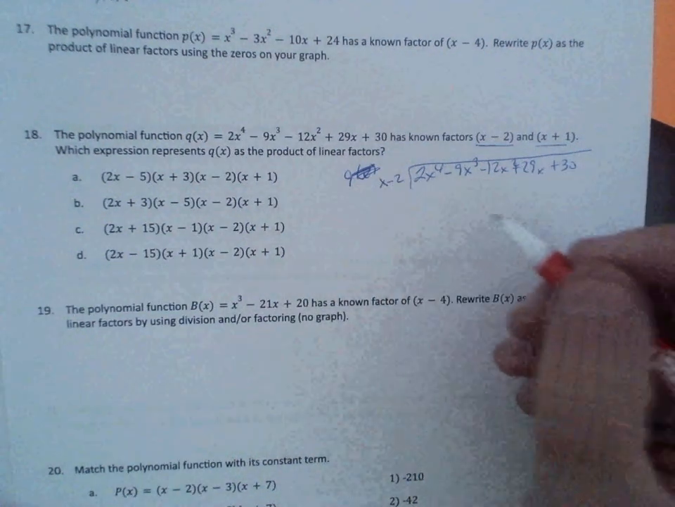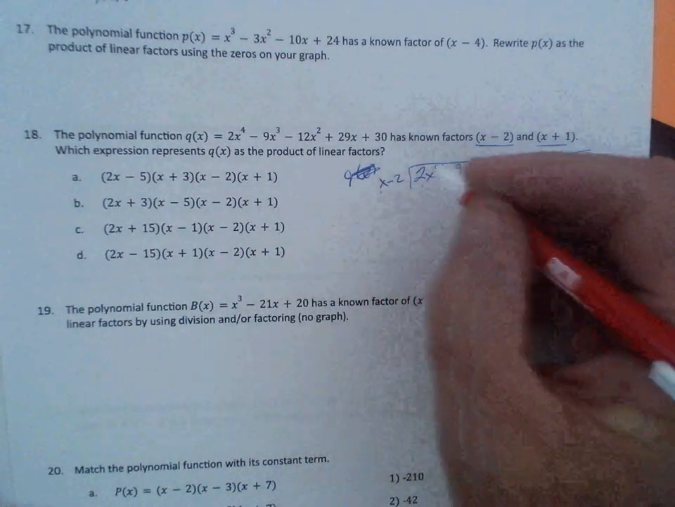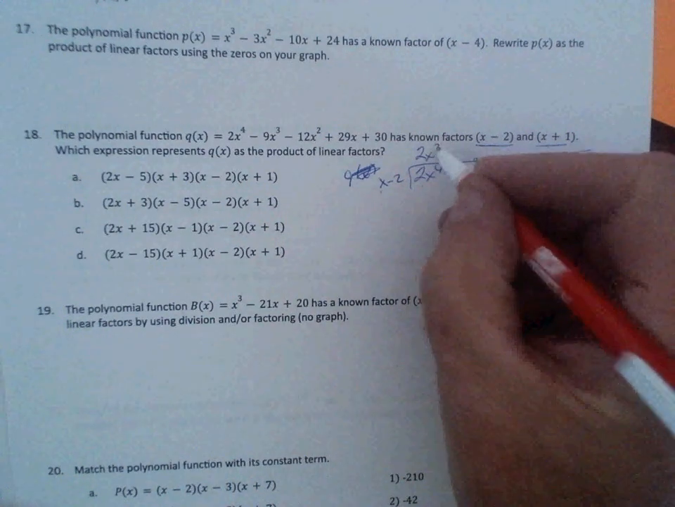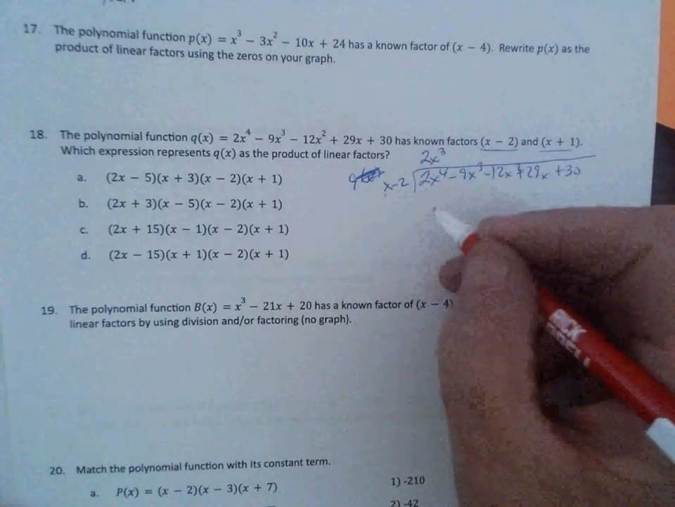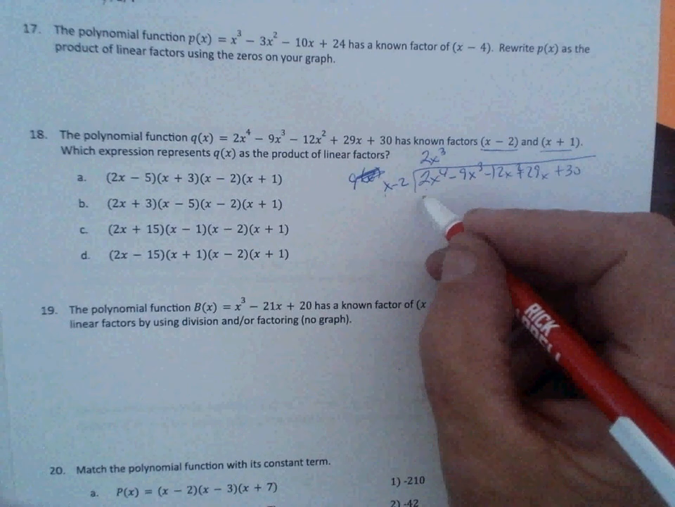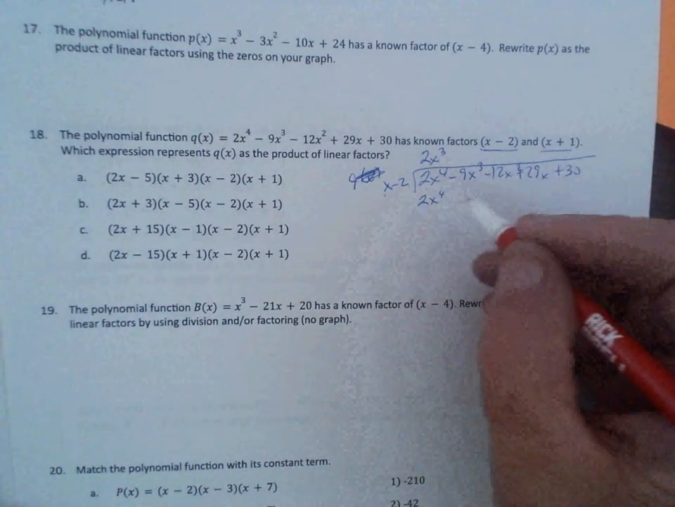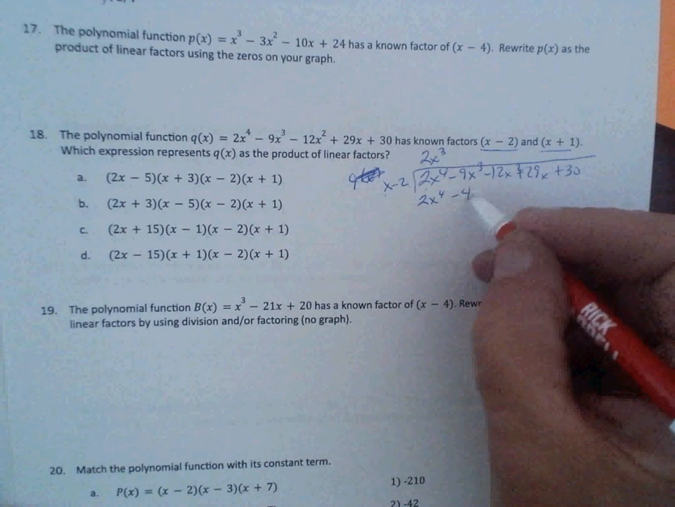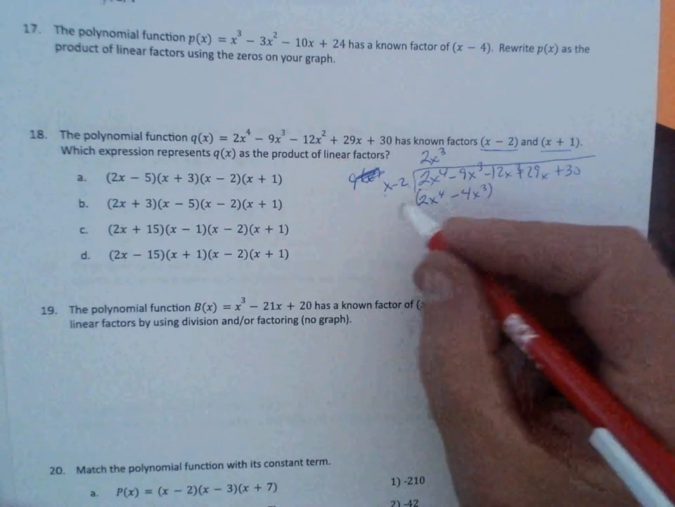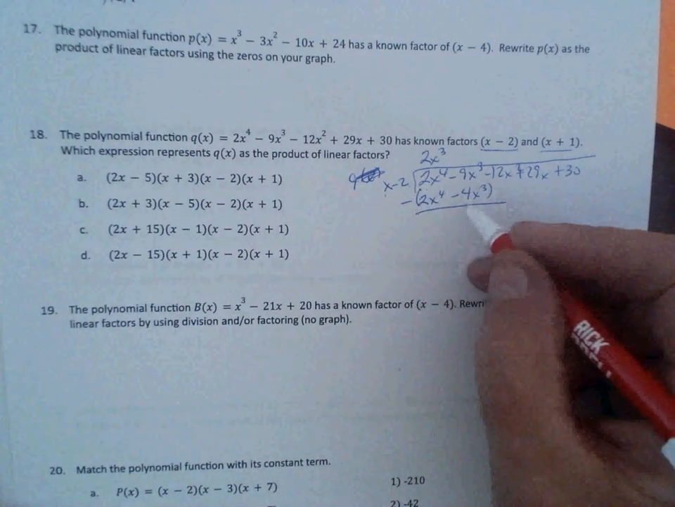Ask yourself, what times x gives you 2x to the fourth? Multiply that on the outside. We're going to have to go quick so we can make sure and get done, but you've got these on the video. I'm going to post them. 2x cubed times negative 2 makes negative 4x cubed. And then we subtract. That gives me negative 5x cubed.